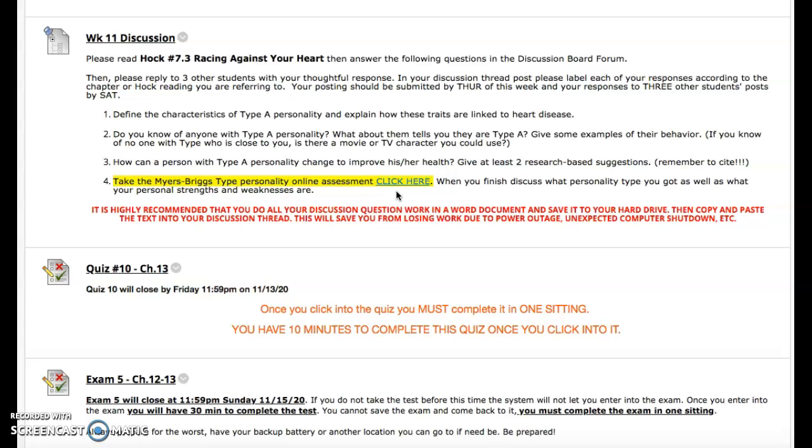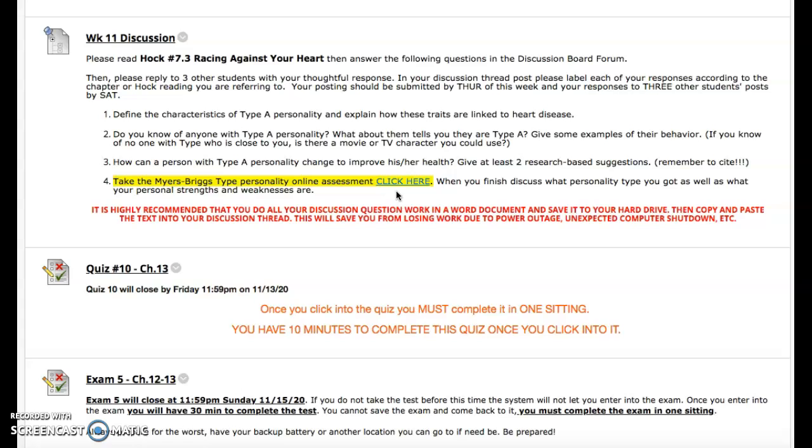But what you're going to want to do is define the characteristics of type A personality and explain how these traits are linked to heart disease. What specific things about type A links it to heart disease? So be careful here. Make sure you read appropriately. It's not just being organized or liking things in their place. I don't want to give it away, but there are some specific characteristics about a type A person that lead them to heart disease, that pathway, okay? So make sure you check that carefully and talk about that.